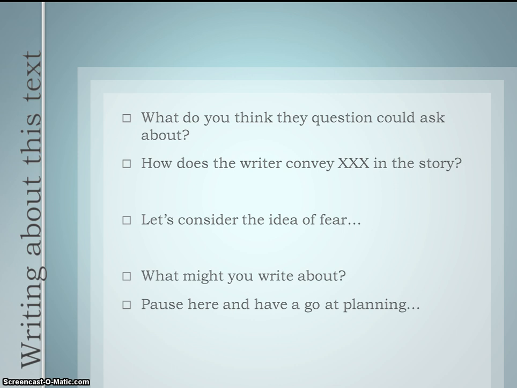Okay, things that you could write about when you're writing about this text. You could consider what a question could ask you. You know how it's structured because it asks you to consider language, form and structure. So think about how the writer might convey a certain element, a theme or a motif in the story. If you think about this particular short story in terms of fear, consider what you might write about. Think about what you might use when you're planning. Think about how you would structure this with your Pearl planning. Think about what you would say to open it, and how you would sum your ideas up.